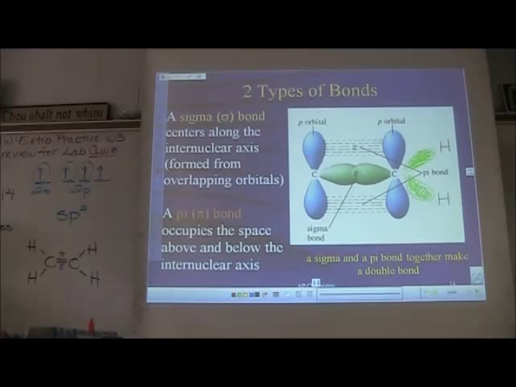So, again, here's what a question might look like on a test. Here's a drawing. How many total sigma bonds are there? 5. How many total pi bonds are there? 1. Yes. So every single bond is always a single bond. Correct.